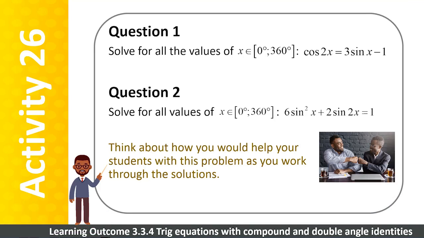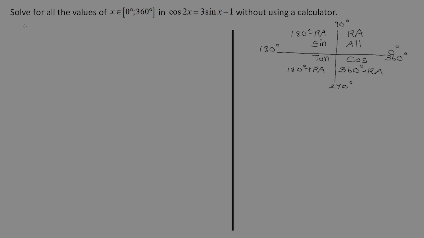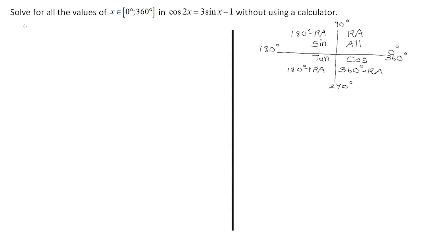Let's watch a lecturer solving these equations. Solve for all the values of x, an element of 0 to 360. People, please, that is just another way of telling us that the angle should be between 0 and 360 degrees, meaning that it must be any value between 0 and 360 degrees. In other words, that means we're going to use all 4 quadrants on the CAST diagram. And for all our trigonometric equations questions, we will use the CAST rule.